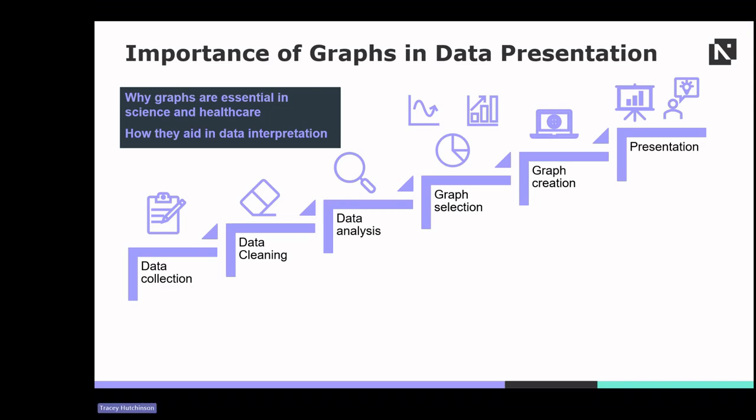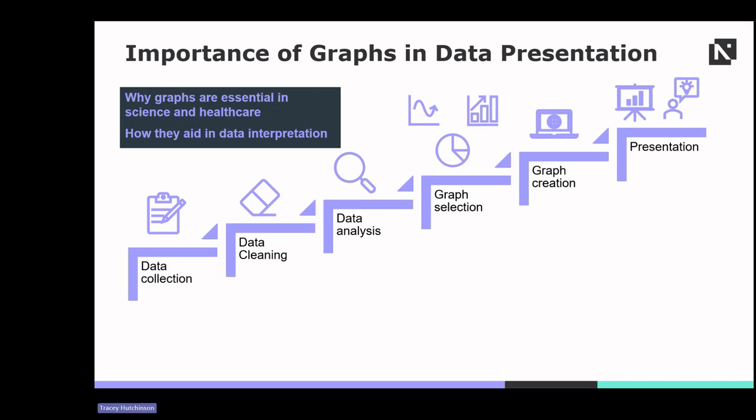Data analysis involves examining and interpreting data to uncover patterns, trends, or relationships. Graphs are powerful tools in this stage because they make complex data more understandable. For instance, a line graph can illustrate trends over time, while a scatter plot can show correlations between variables. By visualizing your data, you can more easily identify significant patterns and draw meaningful conclusions.